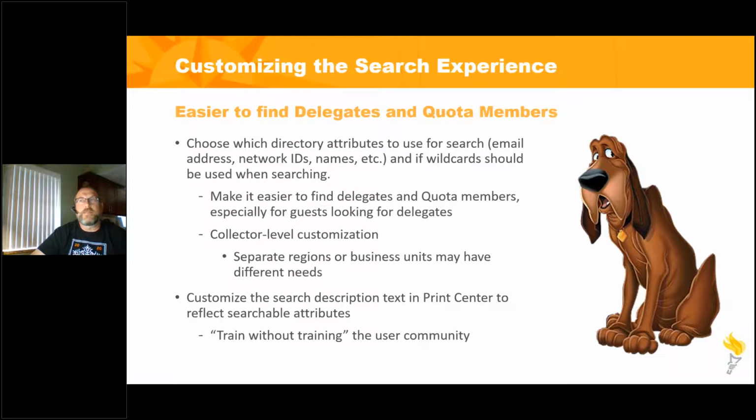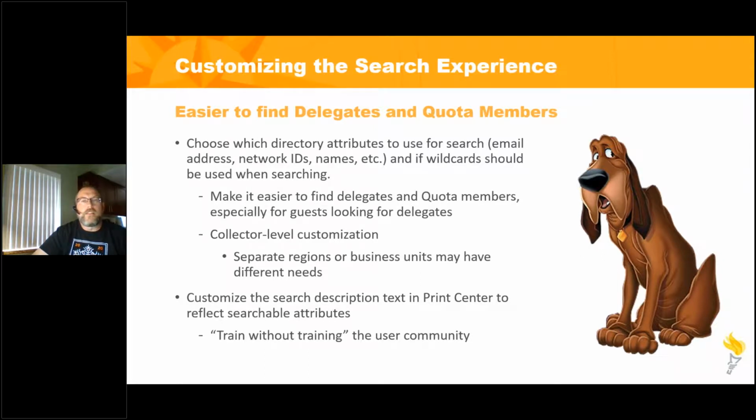Customizing the search experience has always been an ask, so we're delivering that here. If you want to find either delegates or quota members, when you're in that add box, you can use the email address, their network ID and name or whatever, and then you can also specify what wildcard should be used when searching. So if you, for example, want to search by, I'm going to make one up, job function, if you have a title LDAP attribute, then you can put the title LDAP attribute in the search list, and you can search for assistant, for example, and then pick yours from the list.